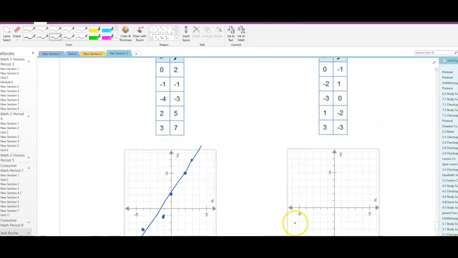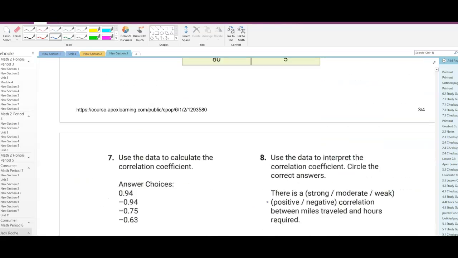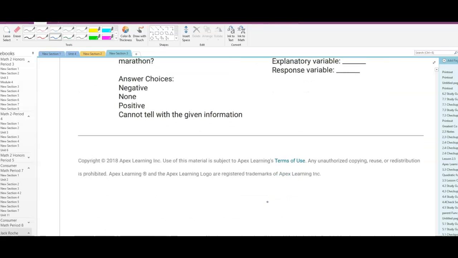Okay, the next one, if I plot 0, -1, -2, 1, -3, 0, 1, -2, and then 3, -3. Here, this is relatively strong, and since it's a negative slope, it's a negative strong correlation, so -0.93. So basically, this just continues with the same stuff. I want to basically give you a chance to try it on your own and let me know if you have any other questions. All right.